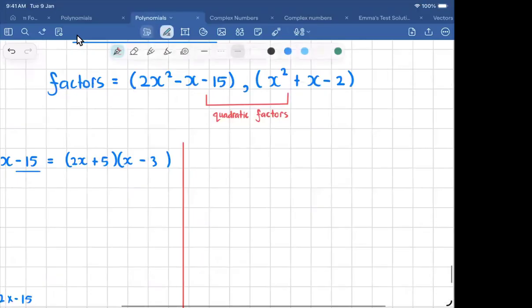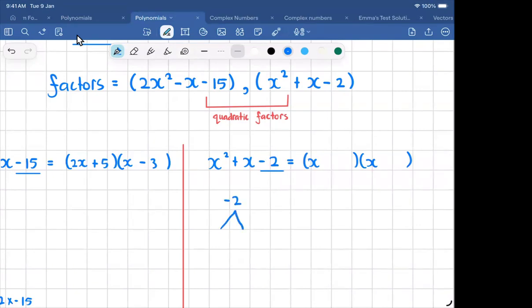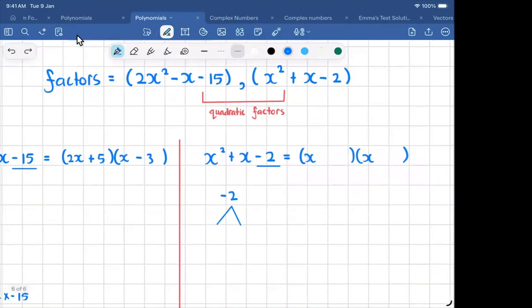Right? Then we have x squared plus x minus 2. So Serena, take it back. X squared, I would have to multiply what by what? You'd have to multiply x by x. Right. And then let's look at the last term. What's the last term? -2. How could I multiply to get -2, but add to get +1? -1 and +2. Right? And I get my answer.